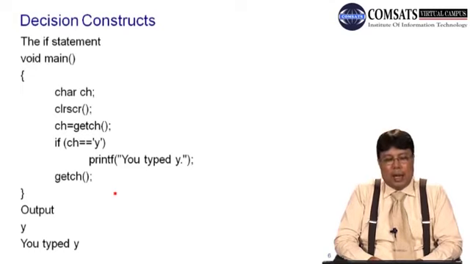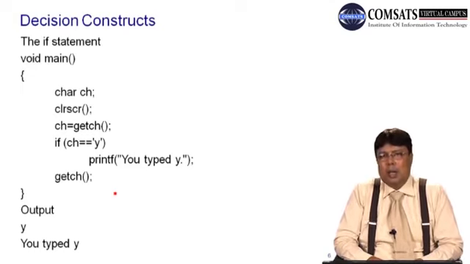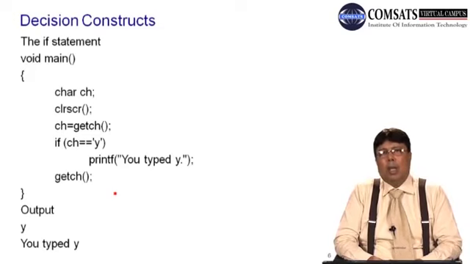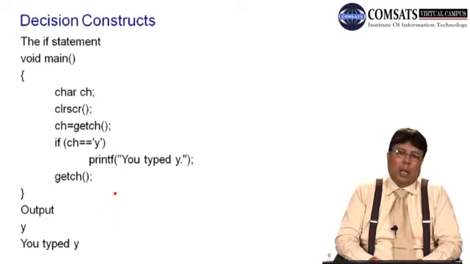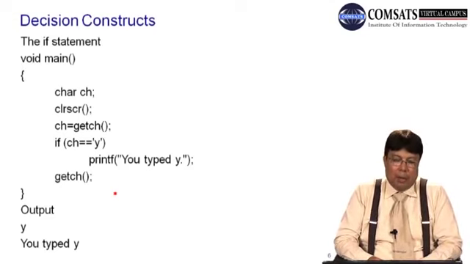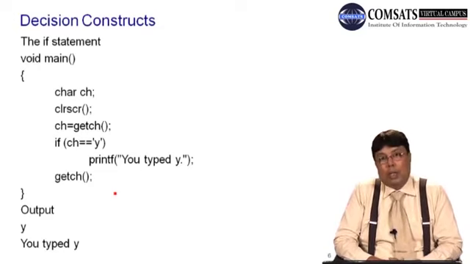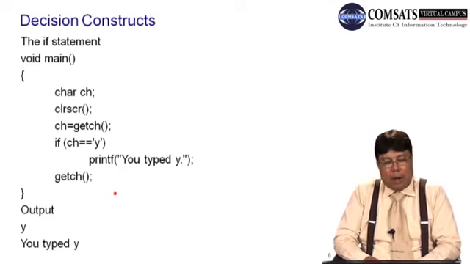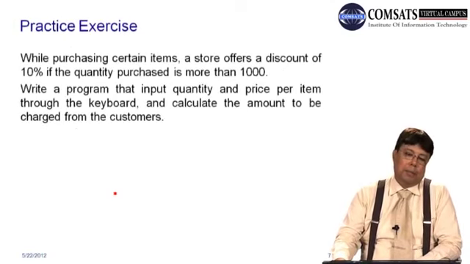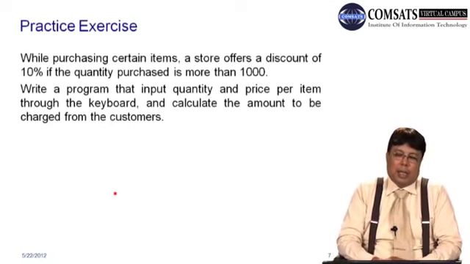Next, getch once again is a dummy statement that is just to keep the output window there as if it is waiting for some input. As long as you press any character on the keyboard, and since you are not doing anything with that particular character, the character will be read by the getch and your program is terminated. So you can see the output of this particular program. If you type Y, it will write you typed Y. Okay, shabash.